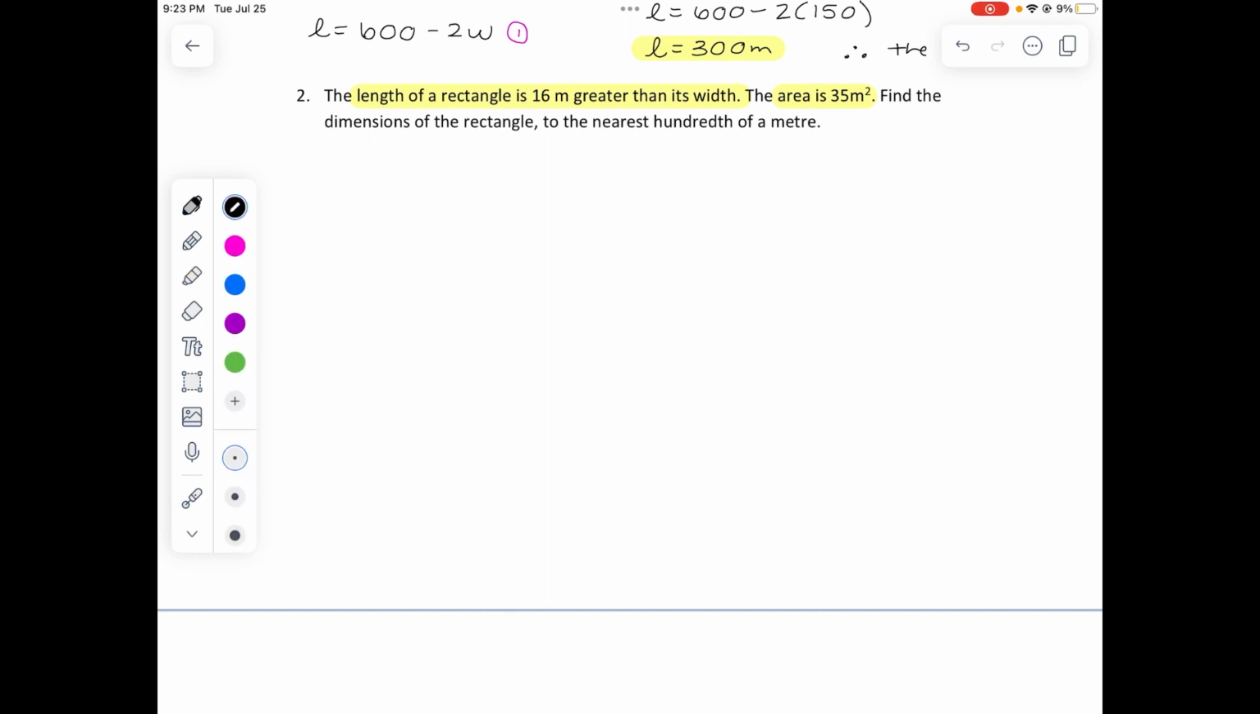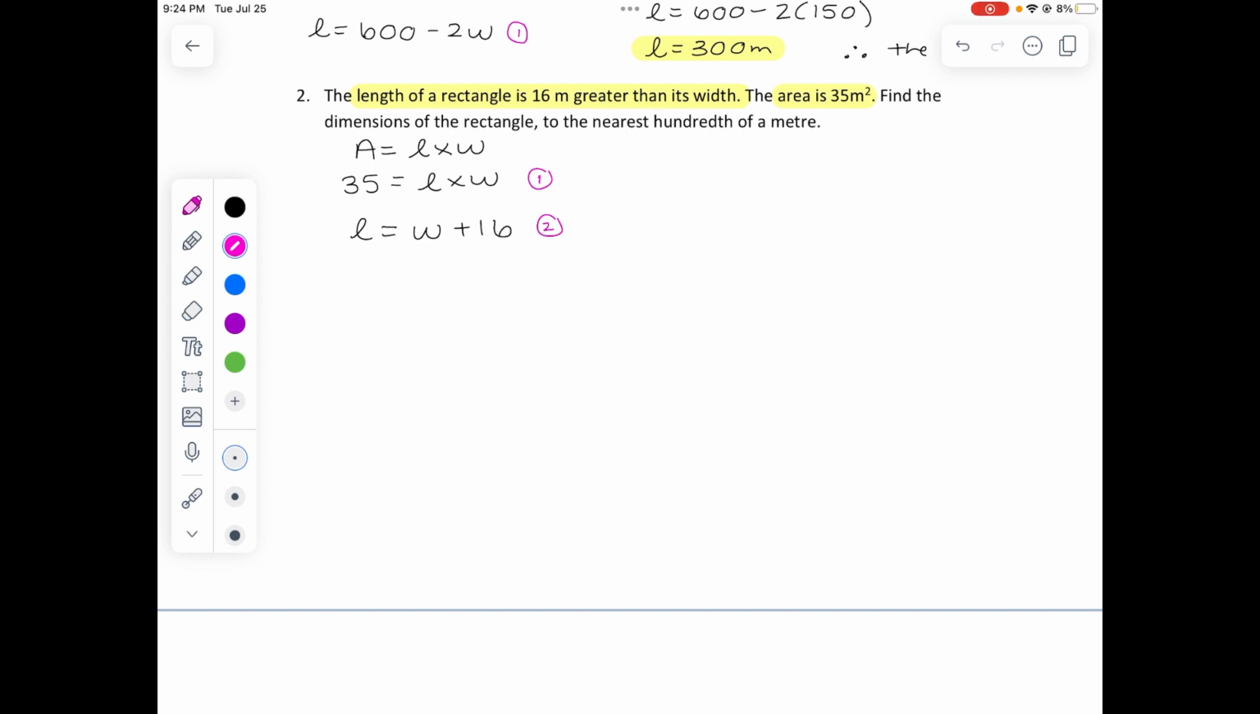Okay, so we're going to set up two equations again. Maybe the easiest one to set up is the area. So we know that area is equal to length times width, and in this case we know that that's 35, so we can have 35 is equal to length times width, and that would be our first equation. And the second piece of information that we're given is that the length is 16 meters bigger or greater than its width. So we could say then that the length is equal to the width plus 16. Okay, so that's representing length is 16 meters greater than width. Okay, and we can call that equation 2.